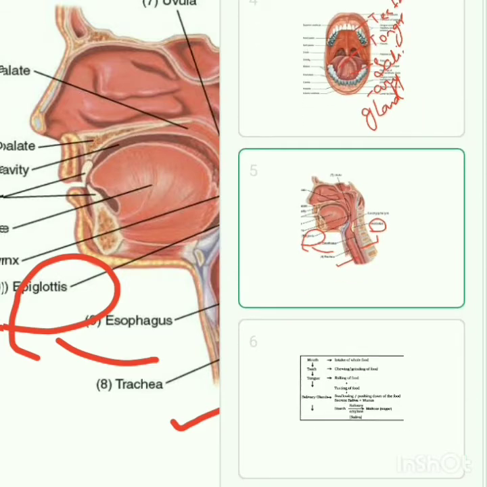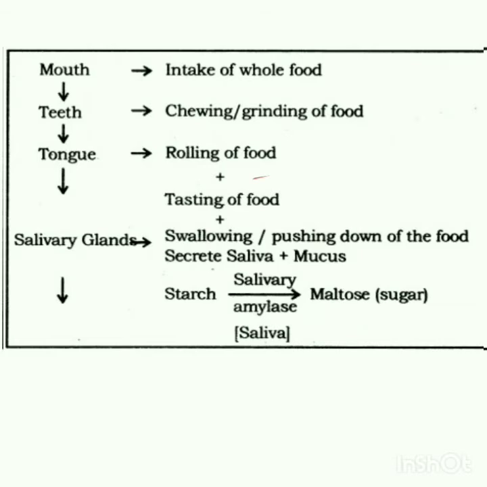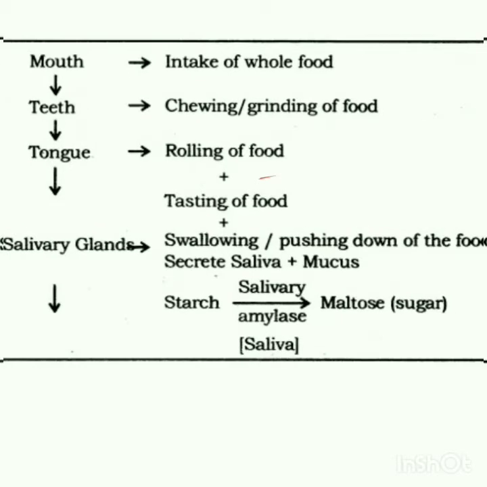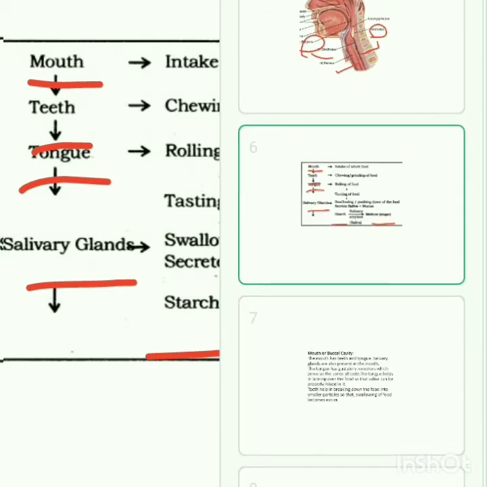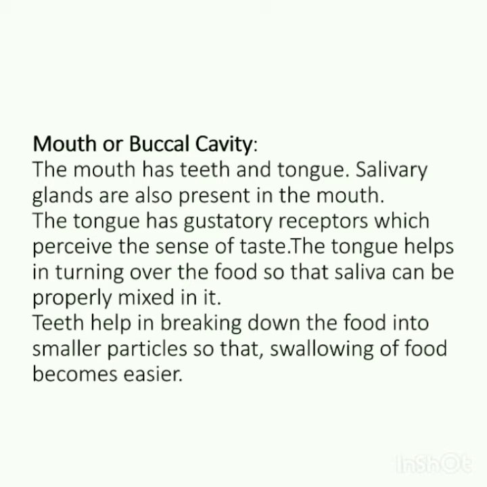So now let's recall what we have studied with the help of this giving chart. Mouth, intake of food. Teeth, chew or grind the food. Tongue, help in rolling or tasting the food. Salivary gland, secrete salivary amylase from saliva and convert sugar into maltose. So in this way, food reaches from mouth to the esophagus or food pipe, and from food pipe it reaches to the stomach. So what is mouth or buccal cavity?